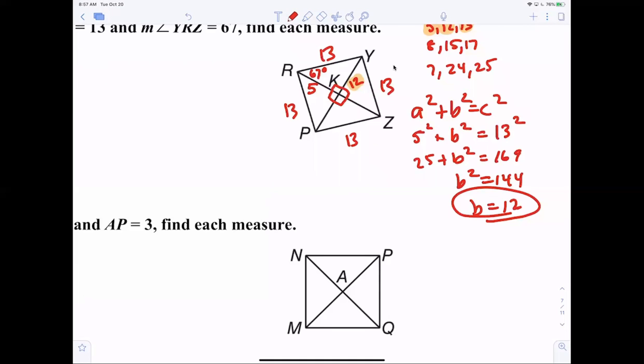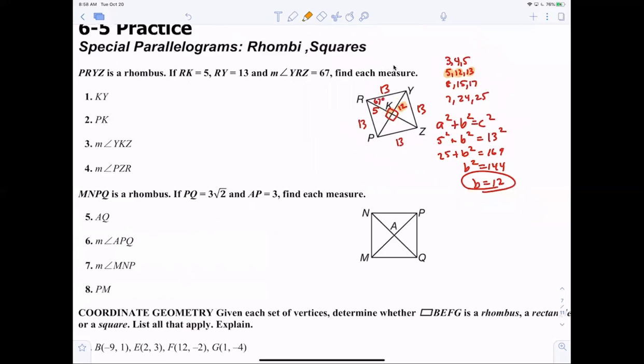How do you know that it is the one? Well, it could be A. Remember, A and B don't matter. It's C that matters. How do you know that the 13 is C? Well, because it's opposite the right angle. This is the right angle, true? And C is always opposite the right angle. All right, good review.